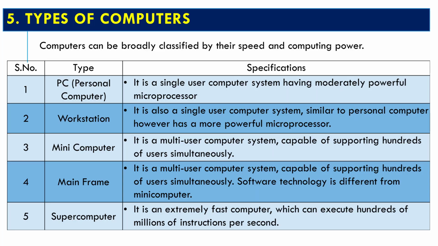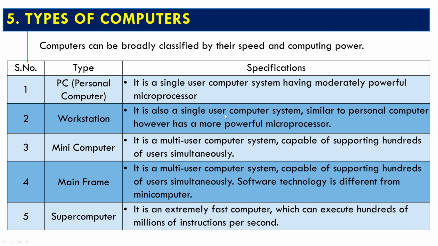Basically, there are 5 different types of computers available. First one is PC, personal computer. Second one is a workstation. Third one is a mini computer. Fourth one, mainframe computer. And fifth one is supercomputer.